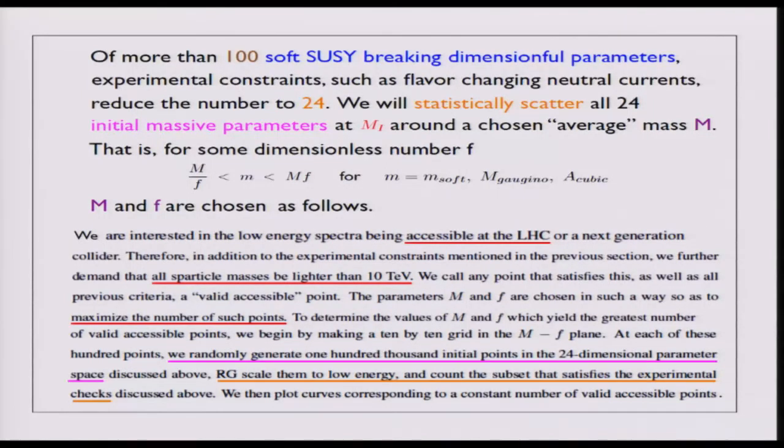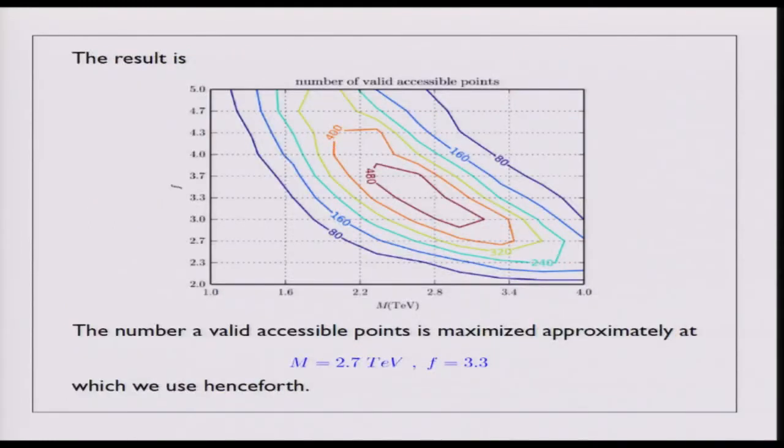But here I'm going to show you what happens if we demand that all particles, sparticles in the spectra be LHC compatible, that they could be seen, accessible at the LHC. So we want all this particle mass to be lighter than 10 TeV. That's just an input I'm putting in here. We're also going to choose this value of M and F in such a way as we get the maximal number of good points at the end of the day. We're going to just randomly do these things, run them down, subject to all these experimental rules, and see how many good points we get.